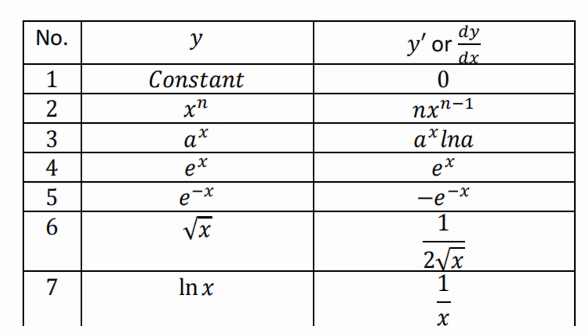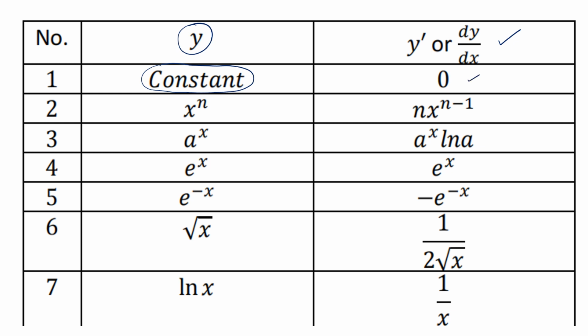Consider this table. I'm giving three columns. In the second column, I'm giving the value of y, y equal to some function in x. And here I am giving the corresponding derivative, which we can denote either by y dash or dy by dx. Suppose y is a constant, y equal to 10 or y equal to 20.5 or y equal to 30 by 11, 22 by 7, any value. Then for any constant, the corresponding derivative is 0.